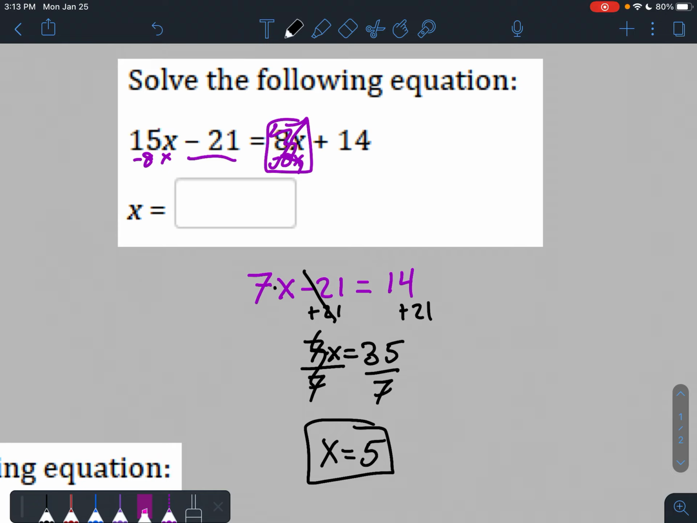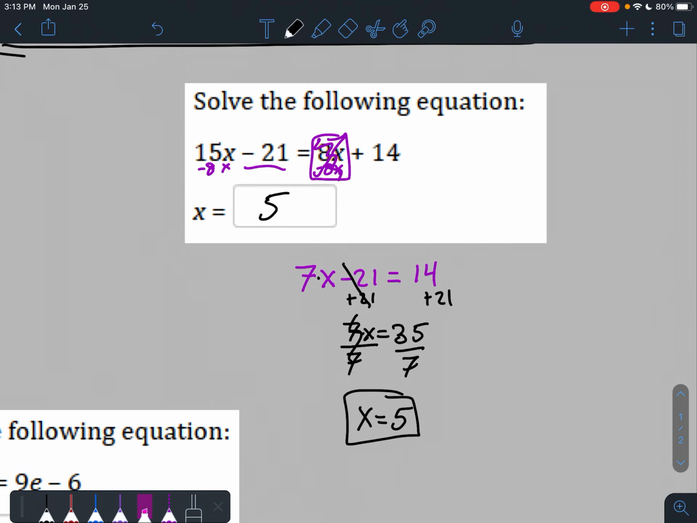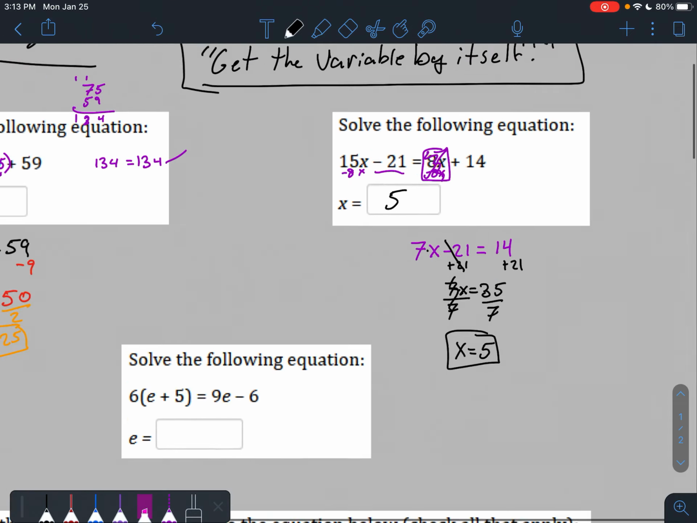So then you go back to your original equation. Normally, this is where you'd go ahead and plug it in, and you would find out that they're going to end up working out pretty nicely. So that one's going to be 5.